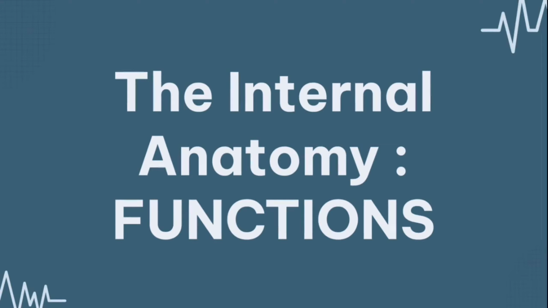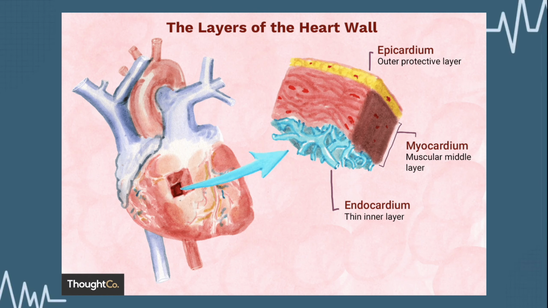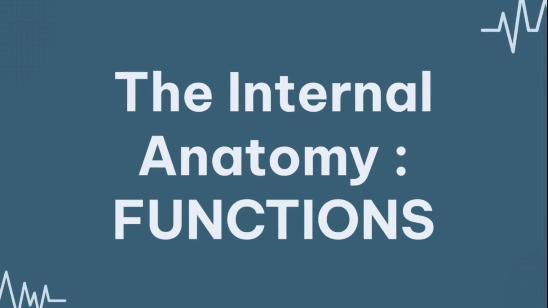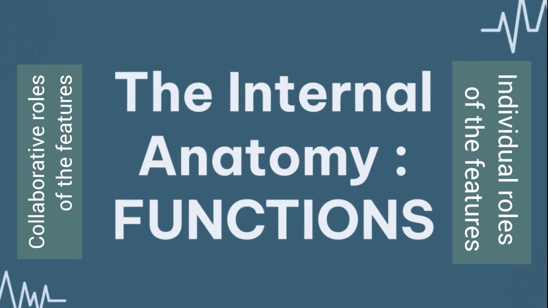Let's look at the physical structure of the heart. It has both an internal anatomy as well as external layers. We'll begin with the internal anatomy of the features of the heart, starting off by understanding the individual roles of the features, and then understand how they work together to help the heart function.